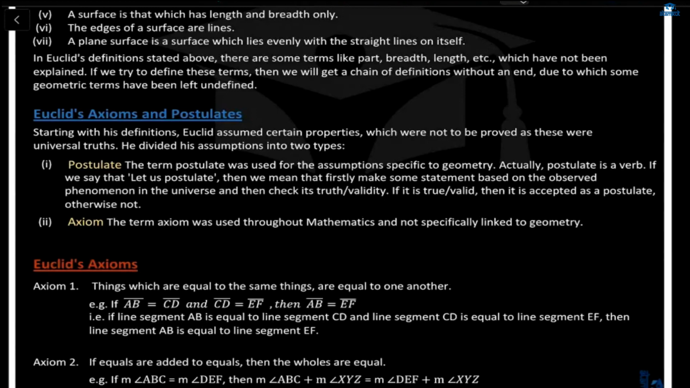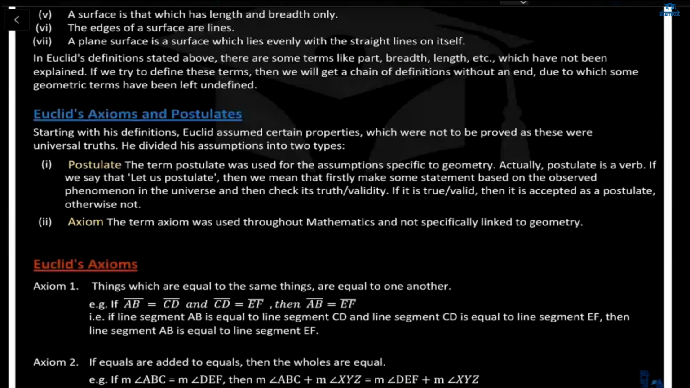Now, again here you can see two names, postulate and axiom. What is the difference between postulate and axiom? Let's see. The term postulate was used for assumptions specific to geometry, okay. Those assumptions that were only used for geometrical purposes are called postulates.